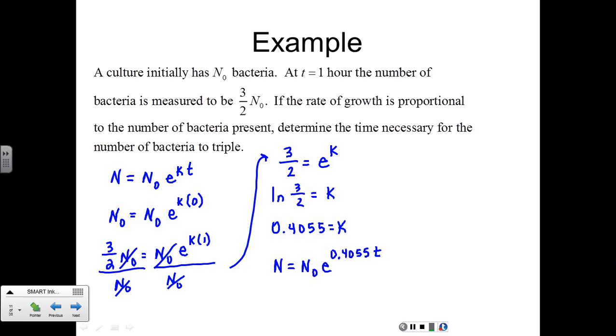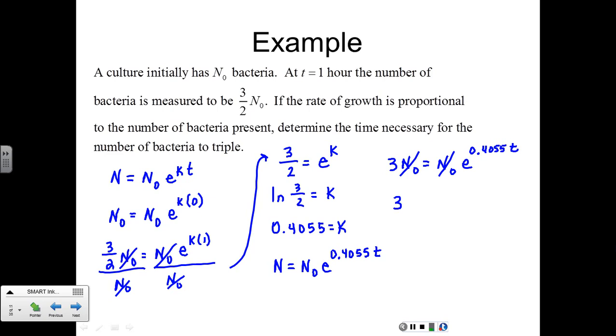Now, look at the question. It says, determine the time necessary for the number of bacteria to triple. So the amount we want, if we want it to triple, what amount will we have? 3 n sub 0, right? That would be triple the amount we started with. Equals n sub 0 e to the 0.4055t. Austin, you said just go ahead and just put 3, right? Did you say just 3? Oh, you did say it. Okay. But you see that the n sub zeros are going to divide out. So I wondered if you just went ahead and already saw that or something.